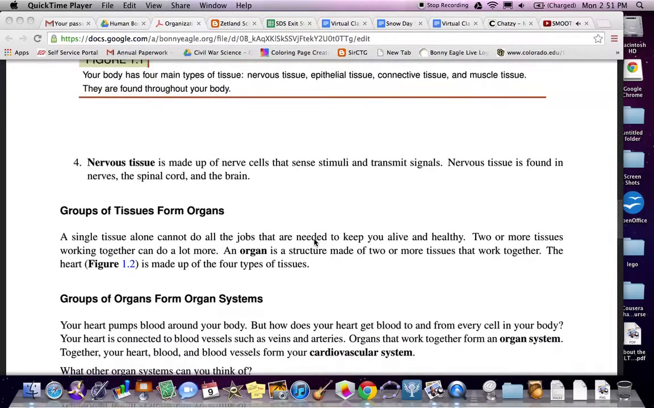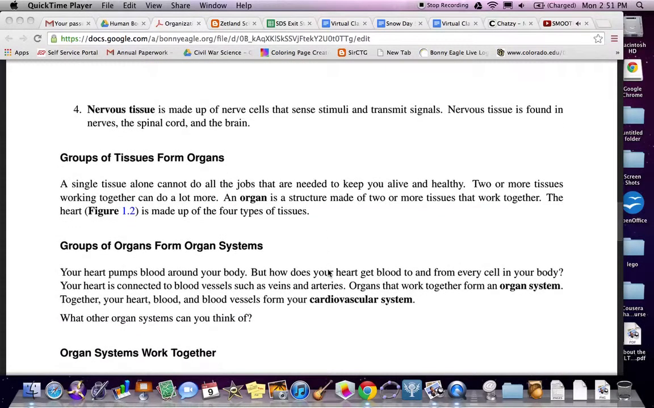Groups of tissues form organs. A single tissue alone cannot do all the jobs that are needed to keep you alive and healthy. 2 or more tissues working together can do a lot more. An organ is a structure made of 2 or more tissues that work together. The heart is made up of 4 types of tissues.